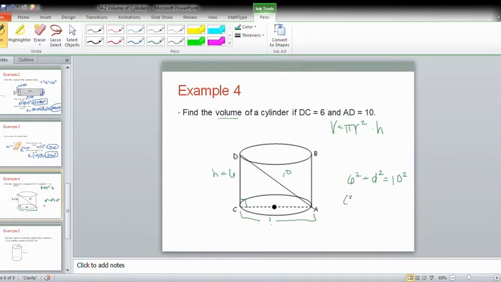Or we could recognize this as a 3, 4, 5 family, because when we double 3, we get 6. When we double 5, we get 10. So when we double 4, we're going to get 8. And so now we have a diameter of 8. Well, the radius then is going to be 4. And we can go ahead and plug this into our formula. So pi r, which is 4, squared times our height, right? And 4 squared is 16. And 16 times 6 is going to give us 96 pi units cubed. All right.